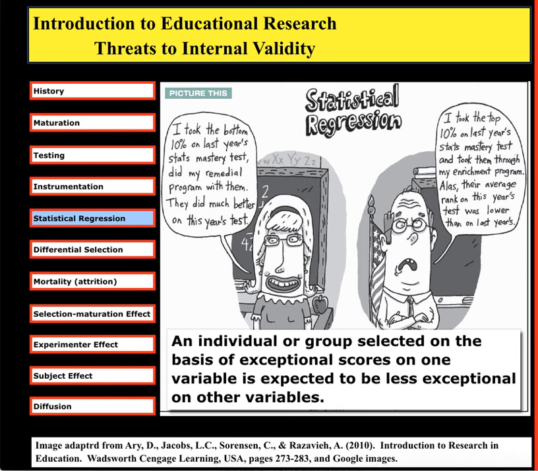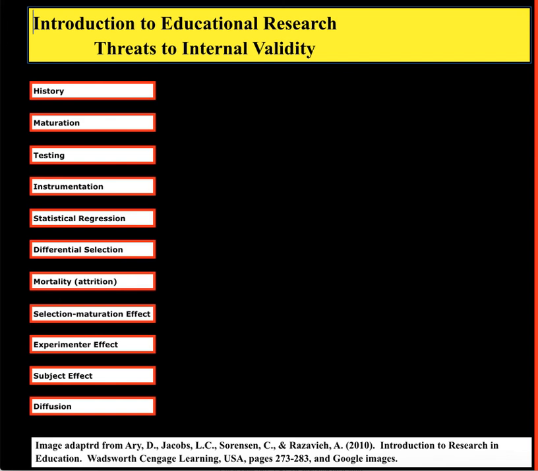So you can see from the cartoon, an individual or group selected on the basis of exceptional scores on one variable is expected to be less exceptional on other variables. They will tend to regress back towards the mean. And that is a definite threat to internal validity, and it's referred to as statistical regression.